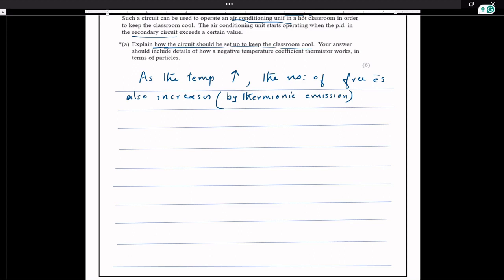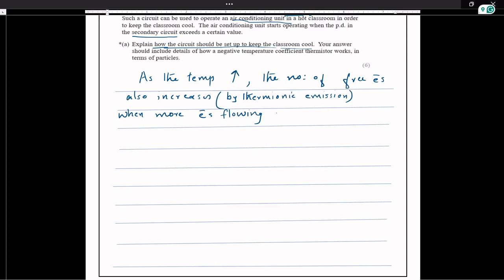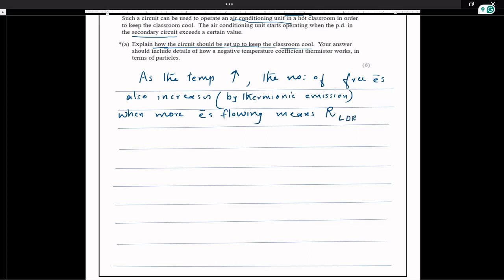Then when more electrons are flowing, it means more current is passing through the LDR. When more electrons are passing, the resistance of the LDR decreases, or the current through the LDR increases. This is what is happening.